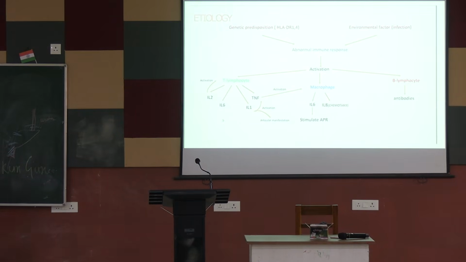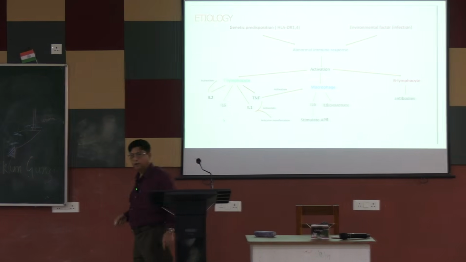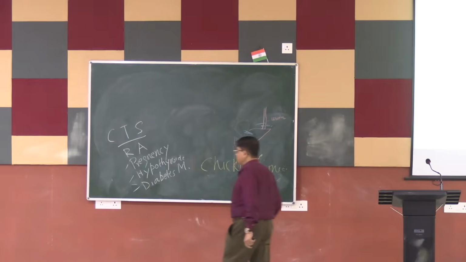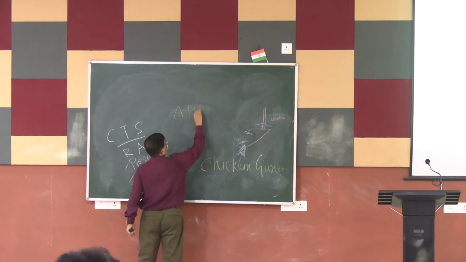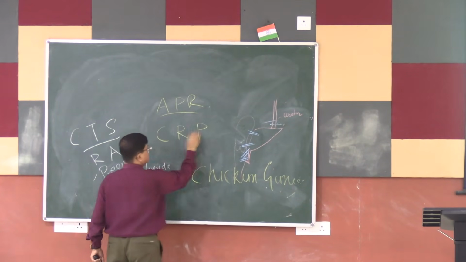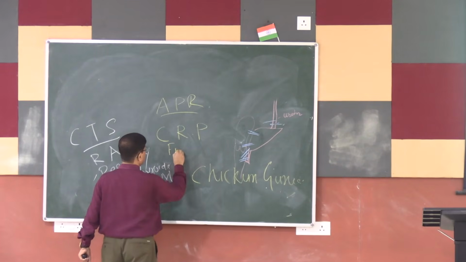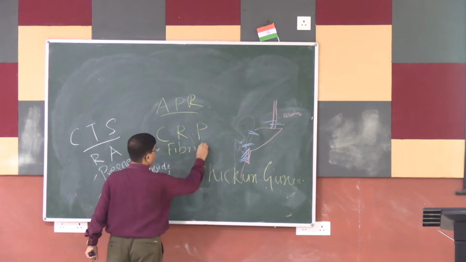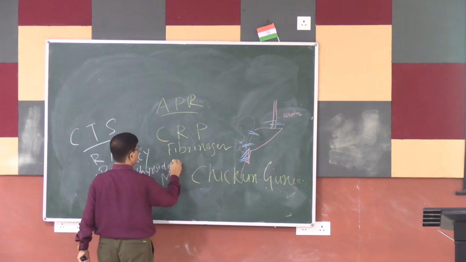Because interleukin 6 is activated in many diseases, many infectious diseases also. These are acute phase reactants, APR. The commonest acute phase reactant is CRP, C-reactive protein. Others are fibrinogen, and many others there. Ferritin.